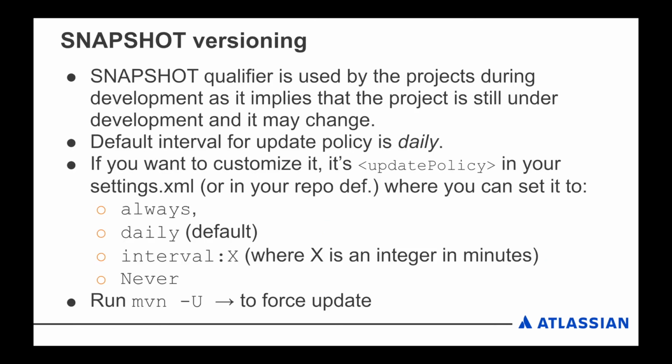Snapshot qualifier is a reserved one in Maven, and it implies that the project is still under development and it may change. By default, Maven checks for the snapshot dependencies from remote repositories daily, and you can change this by updating the update policy in your settings.xml as always, daily, by providing an interval, or never. And to update the snapshot versions and the whole dependencies, you can just provide mvn -U to do a force update while building your project.